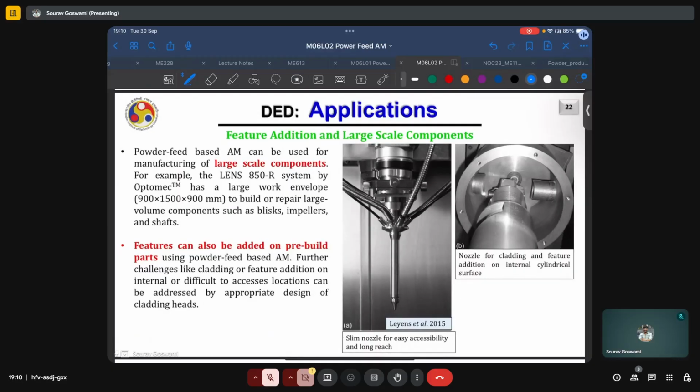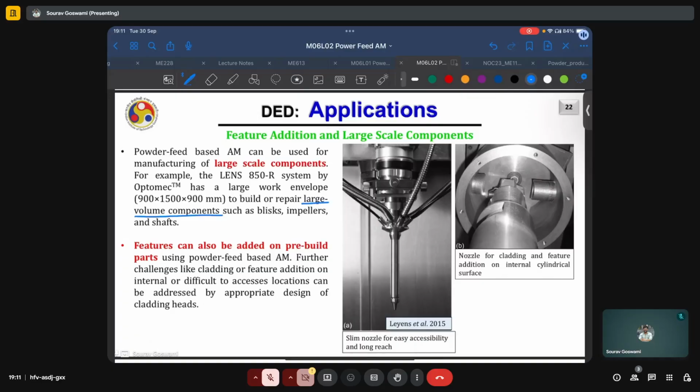One of the very important applications of such powder feed DED processes is for feature addition and the construction or manufacturing of large scale components. Such powder feed based AM can be used for manufacturing of large scale components such as the Lens 850R system by Optomec, which has an exceptionally large work envelope of 900 cross 1500 cross 900 mm to build or repair large volume components such as blisks, impellers, and shafts.